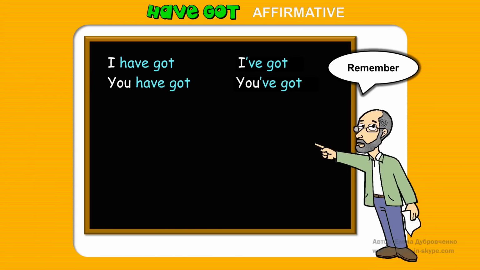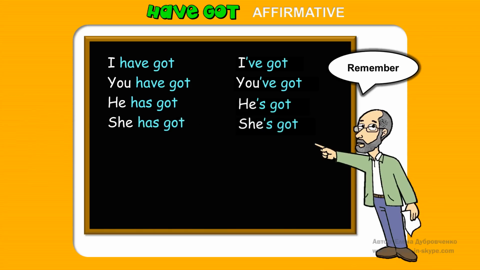You have got. You've got. Ты имеешь. He has got. He's got. Он имеет. She has got. She's got. Она имеет. It has got. It's got. Он имеет, она имеет, оно имеет. Местоимение it мы употребляем, когда мы говорим о предметах или животных.